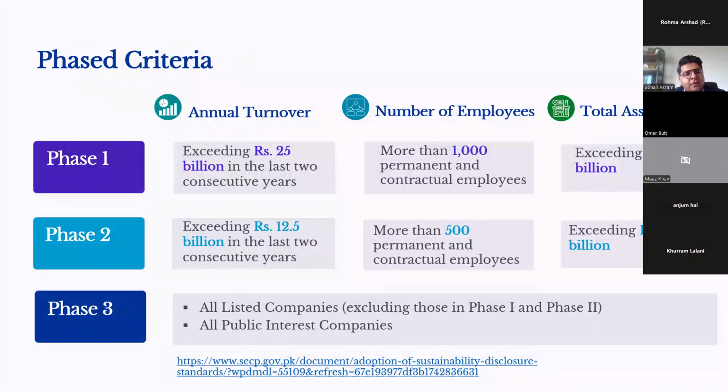In phase two, the second tier of companies, again based on these three criteria, the turnover, number of employees, and total assets, if they meet any two of the criteria, they would be in phase two. And in phase three, the remaining listed companies who were not in phase one and phase two, plus the public interest companies, would be required to provide sustainability reporting. Phase one is starting from 1st of January 2025, next year. Phase two is starting from 1st of January 2026, and phase three is from January 2027.